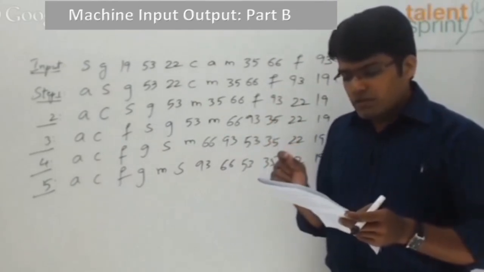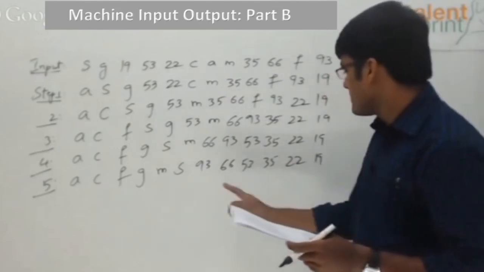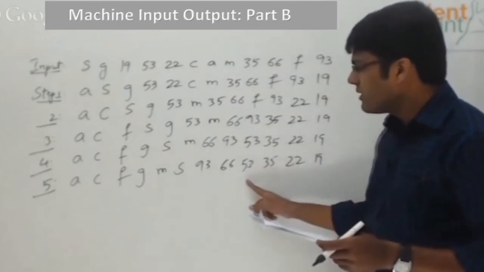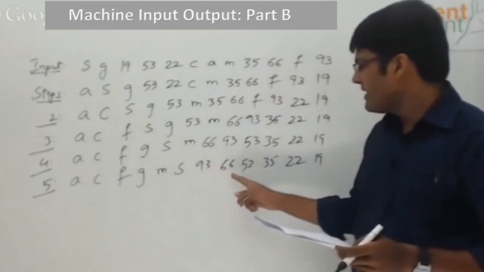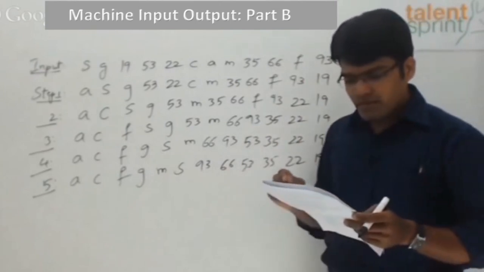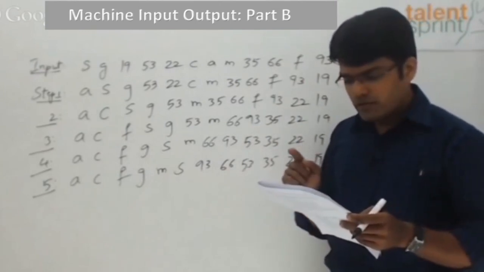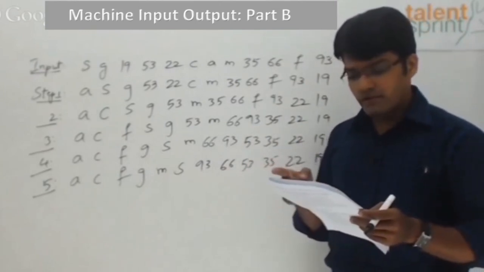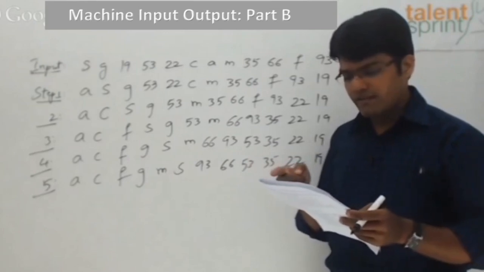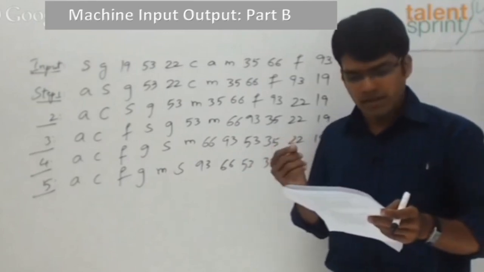Then what will be the position of 53 in step 6? 53 in step 6 can be 4th from right or 9th from left. 4th from right, 9th from left. None of these are correct.